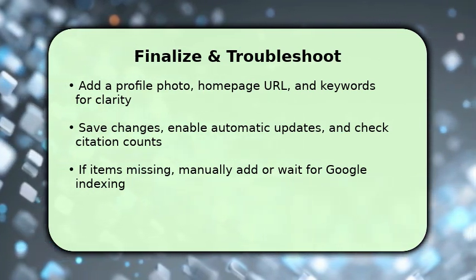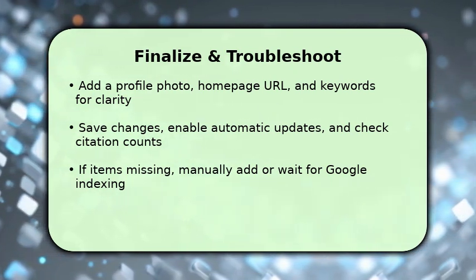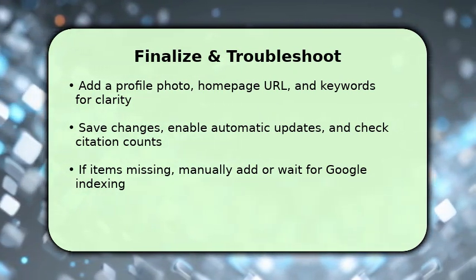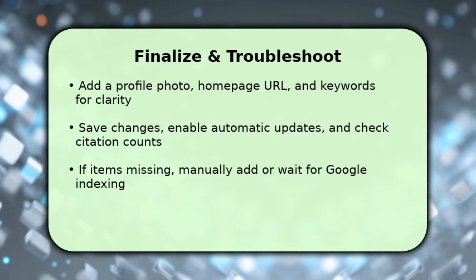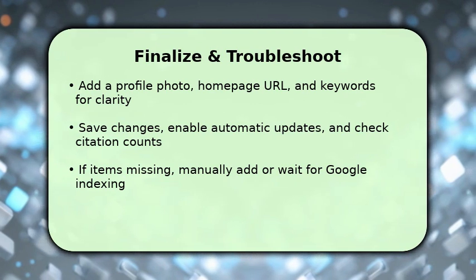If a publication doesn't appear, first manually add it with full metadata. If that fails, wait 24 to 72 hours for Google to index newer records. This delay is the most common fix when items are missing.